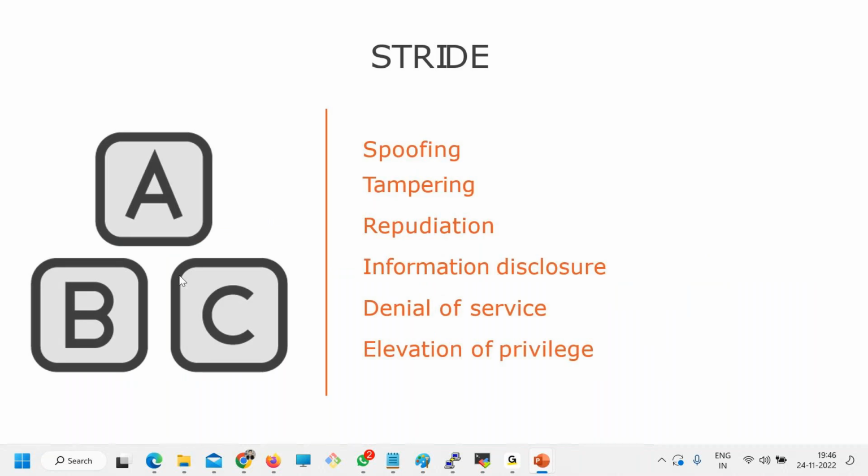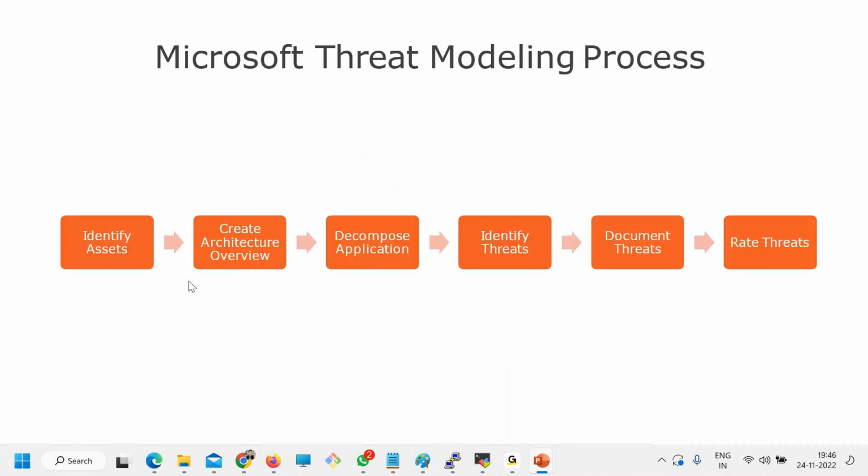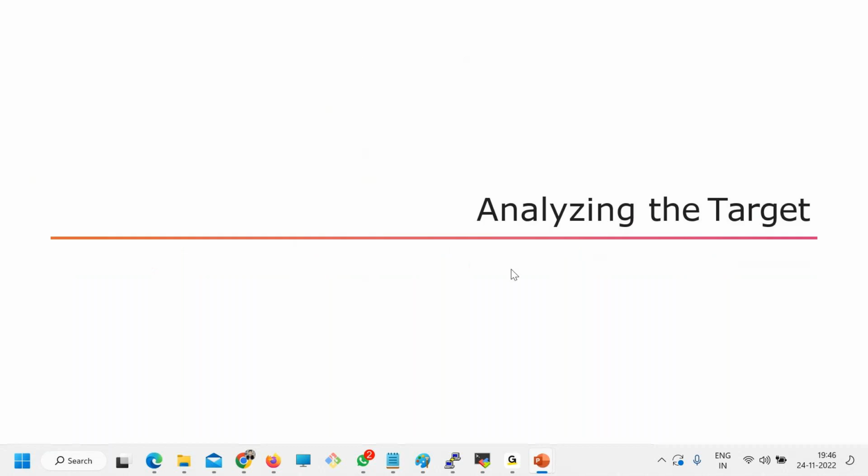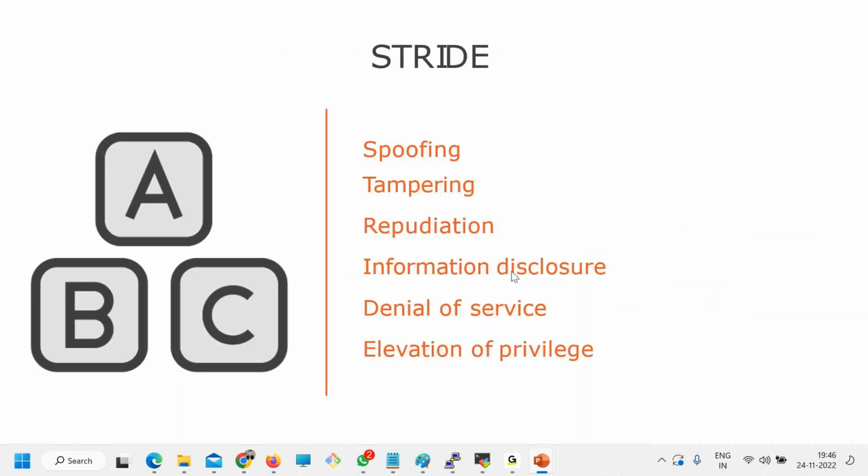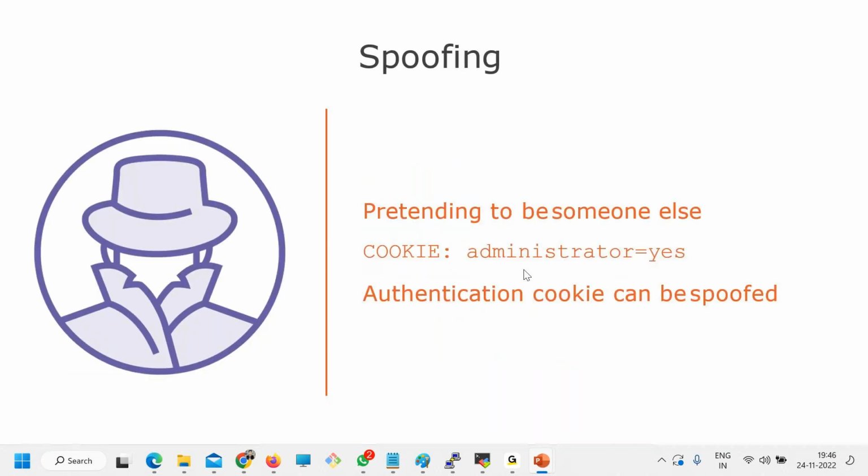So for this, you can use STRIDE. For identifying the threat, you can use the STRIDE model, and this is a classification model. So what kind of threat you have coming under spoofing, tampering, and so on. So you can classify spoofing, which includes pretending to become someone else. So you can set in the cookies header, administrator yes, though you are not. So authentication cookies can be spoofed.